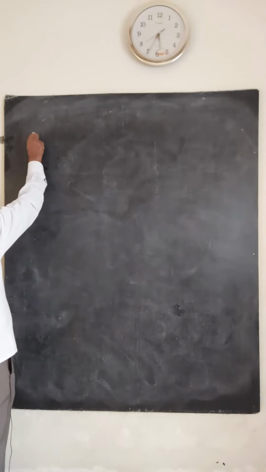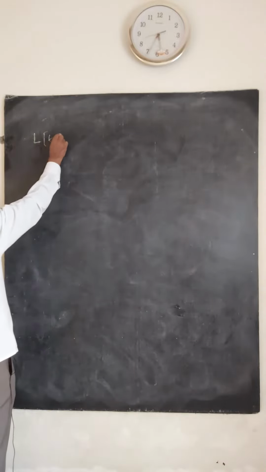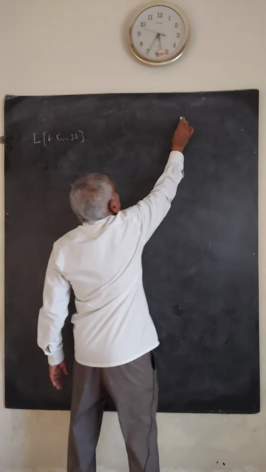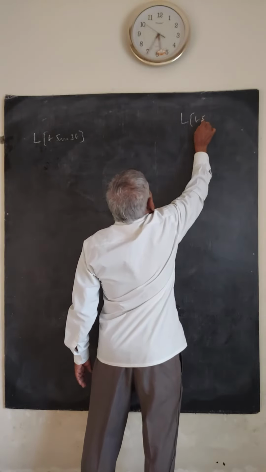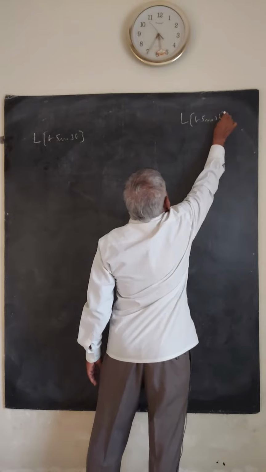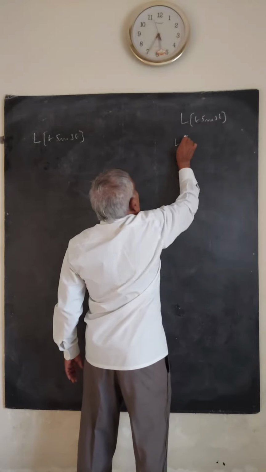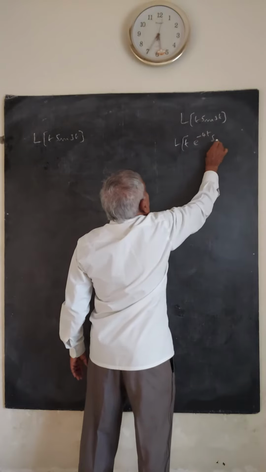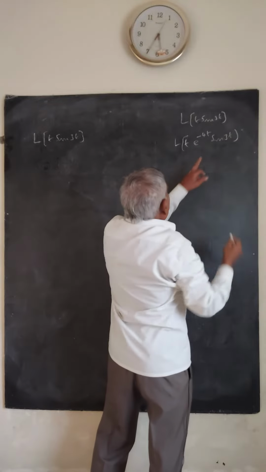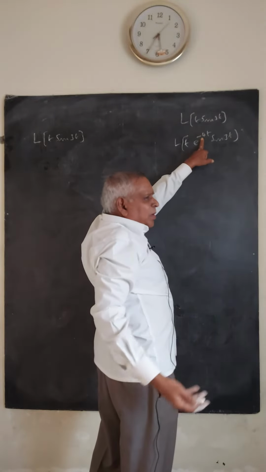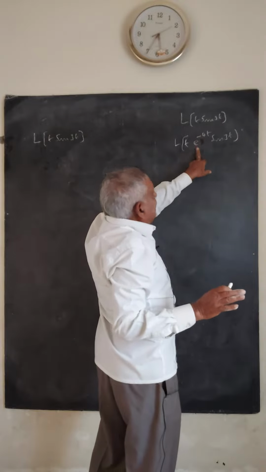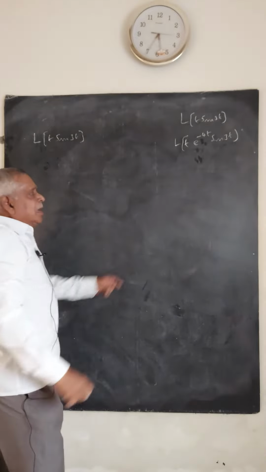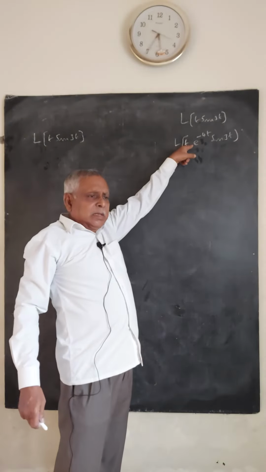Again, L of t sine 3t. We are going to see L of t sine 3t, and we are attaching one exponential, t e power minus 4t sine 3t. E power minus 4t is extra. It may be plus 4t, maybe any number, any power, but exponential. We are going to use this formula to solve it. These types of problems are asked in examinations.